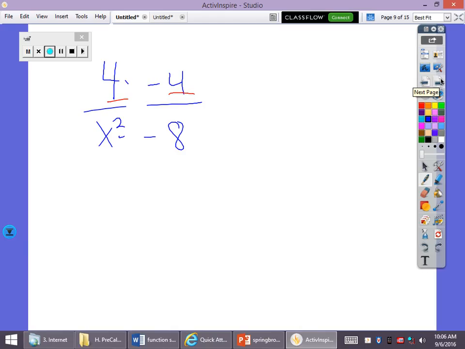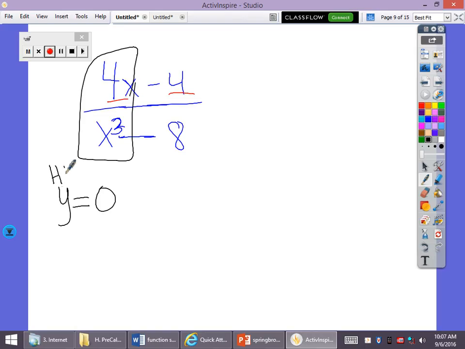Okay, the next example. All right, now this is a cubic, and let's start with the easiest. Let's find the horizontal asymptote. Okay, which type is this? Bigger on the bottom, so it's a bob. So y equals 0. That's my horizontal asymptote.